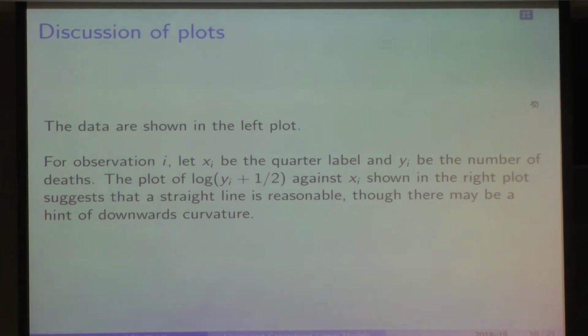Okay, so we're going to fit a Poisson regression model to that data set. And because we're using a log link here, as the default for Poisson, this was the right thing to look at.